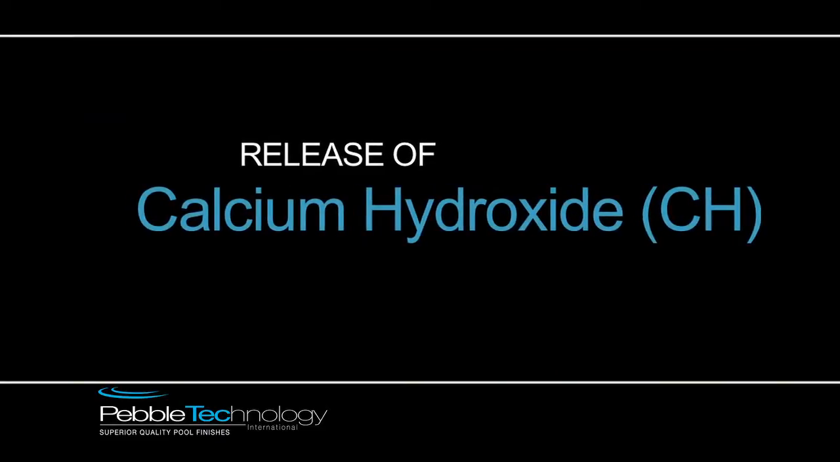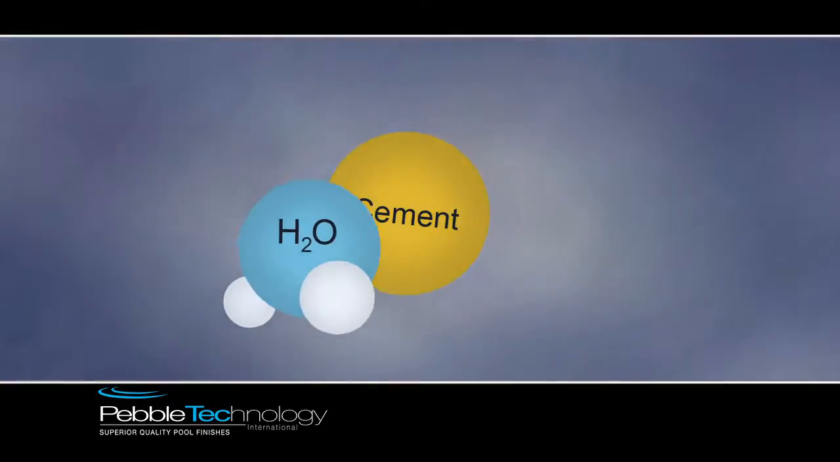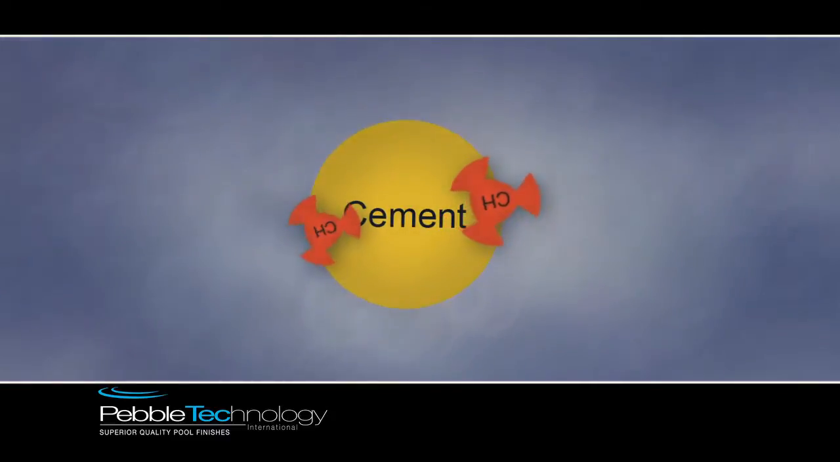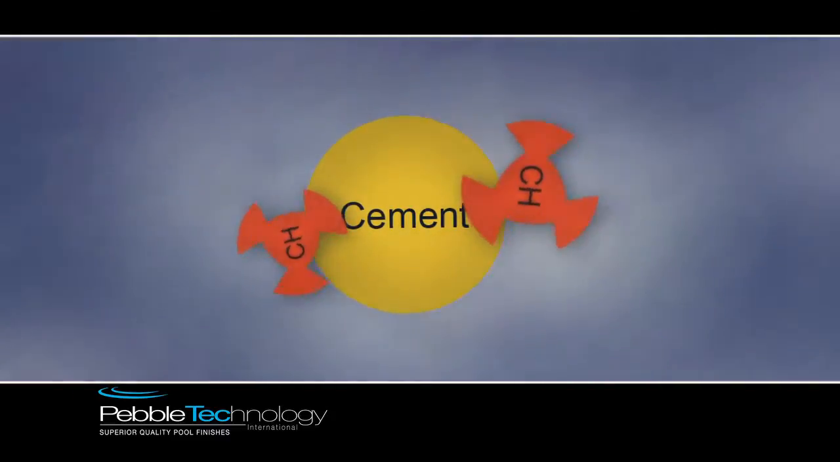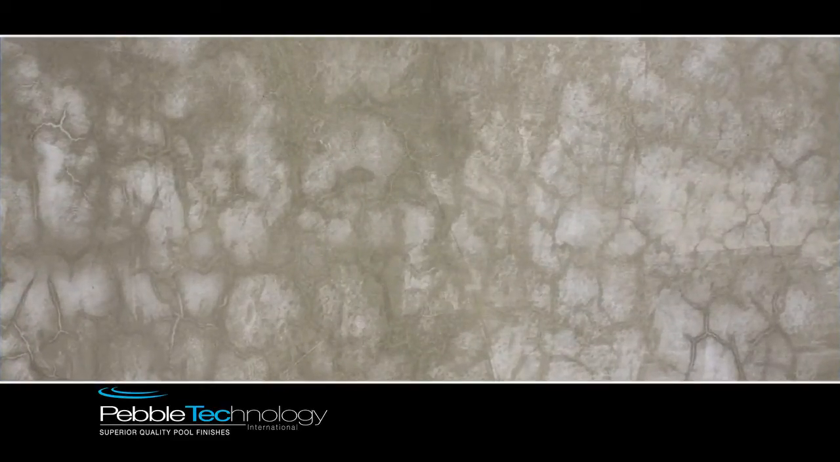Release of calcium hydroxide, CH. As water is mixed with cement, a natural occurrence takes place. There is release of calcium hydroxide molecules. This is commonly referred to as plaster dust or efflorescence. Not related to the pool business, you might have noticed this formation on brick planter walls or concrete surfaces where there is a white chalky substance. This is the formation of calcium hydroxide as the cement is hydrating.